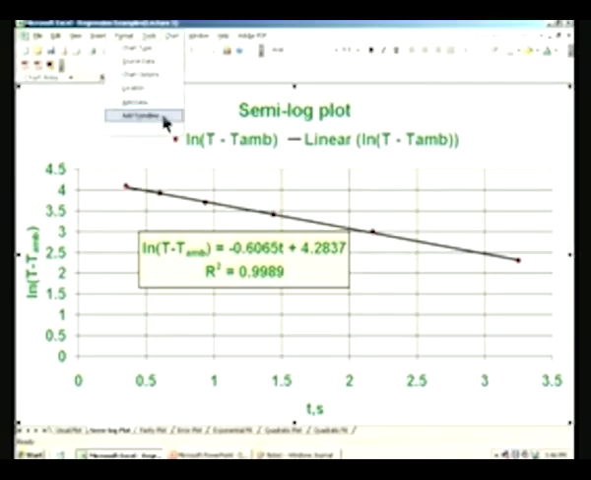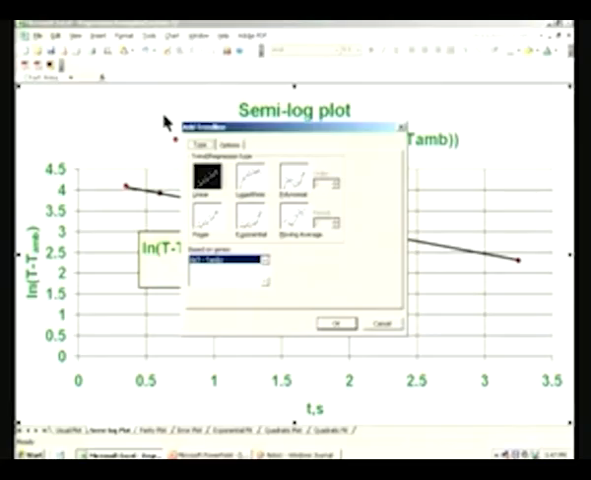There is an option called add trend line. If I press that, it invokes several possibilities. The trend can be linear, logarithmic, polynomial, power law type, exponential, and moving average. So let us not worry about all of them. Right now I know that I am expecting a straight line relationship, so I will click this.